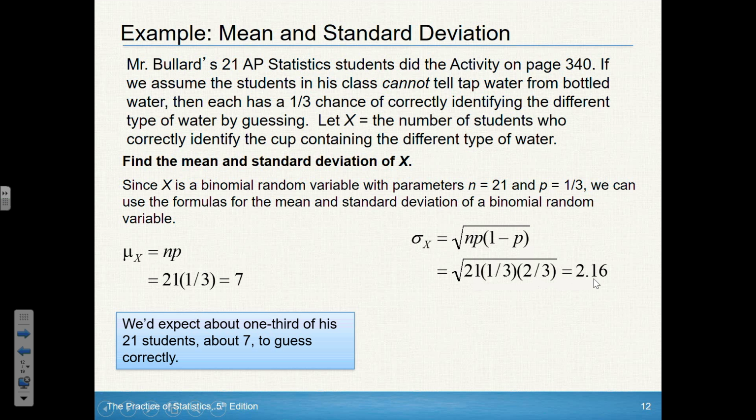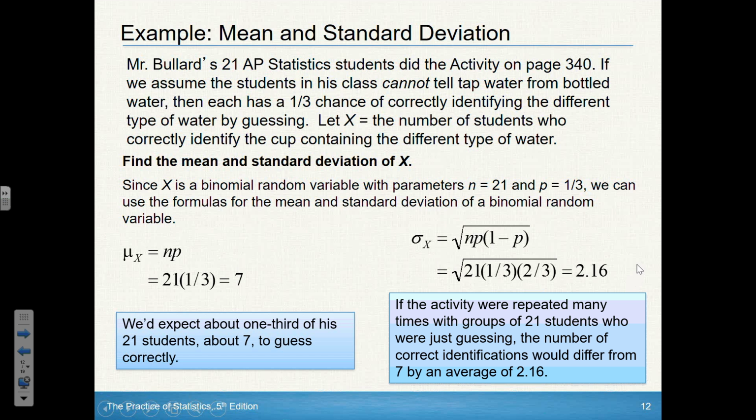Multiply and take the square root, we get 2.16, and again we always want to put our answer back into the context of the problem. So it says if this were repeated many times with groups of 21 students who were just guessing, the number of correct identifications would differ from 7 by about 2.16. Again, relying on the fact that the definition of standard deviation is the average deviation from the mean.